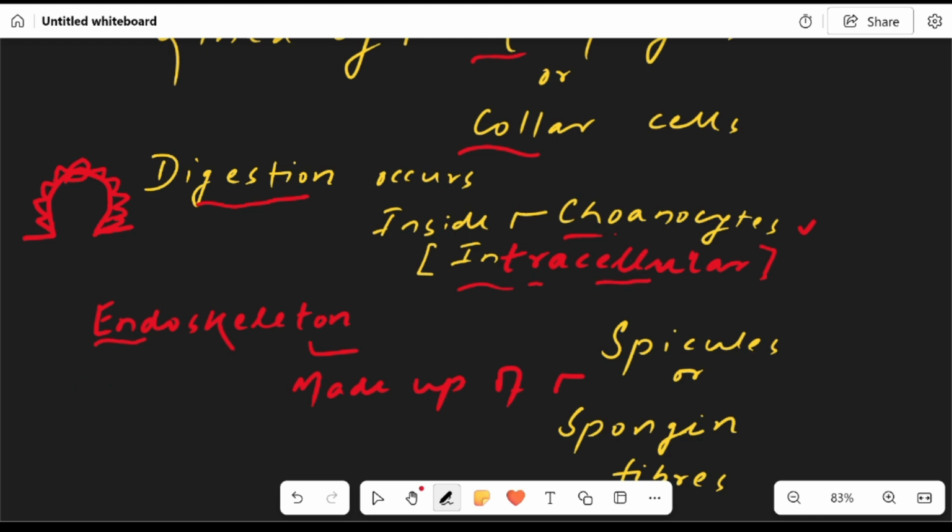Now the skeleton. There are two types of skeleton, exoskeleton and endoskeleton, outer and inner. So the inner one, the endoskeleton, is made up of spicules or spongin fibers. Here, this one.